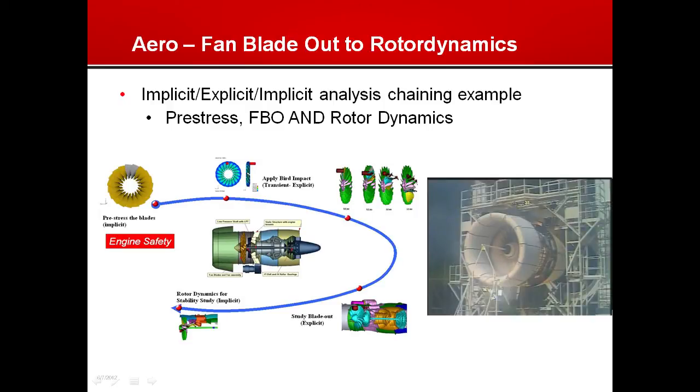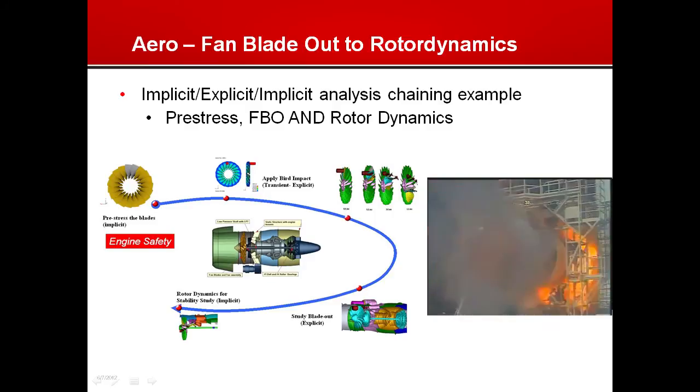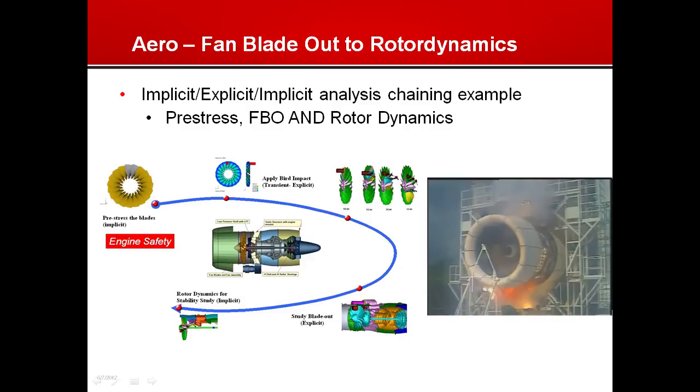This is a fan blade out that I was talking about. We'll start off with an implicit solution stress. Then we'll throw a bird at the blade and see how it damages. In the video on the right, it's actually an explosive charge that releases the blade to simulate that fan blade out or bird strike. And you can see how violent those dynamics are.